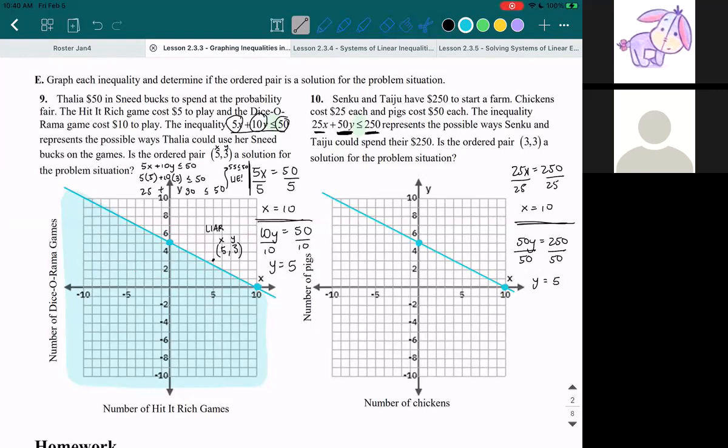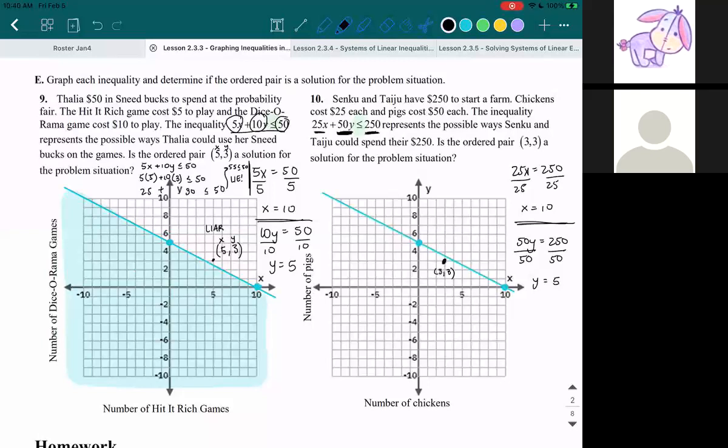And then we want to test out the point (3, 3). So where even is (3, 3)? Okay, (3, 3) is right there. It's below the line. So let's see if (3, 3) is a solution or not.